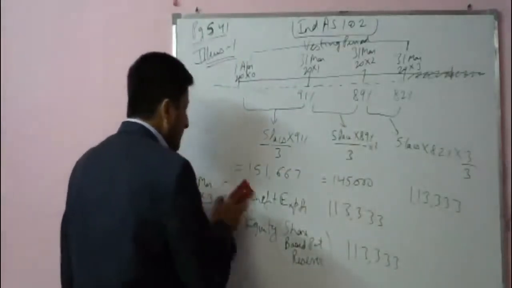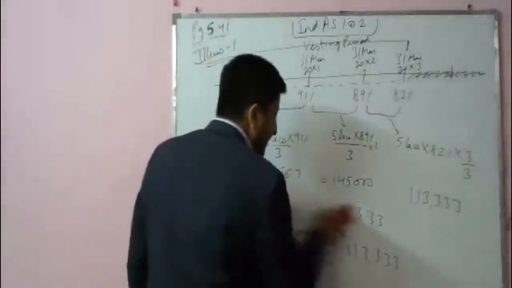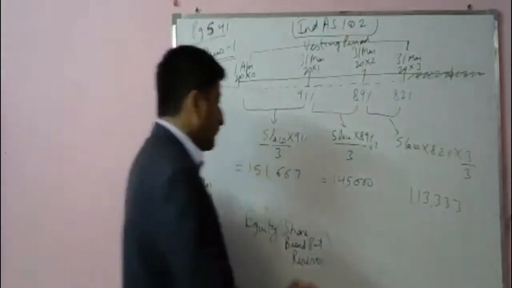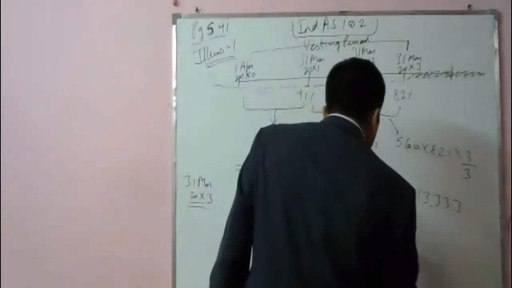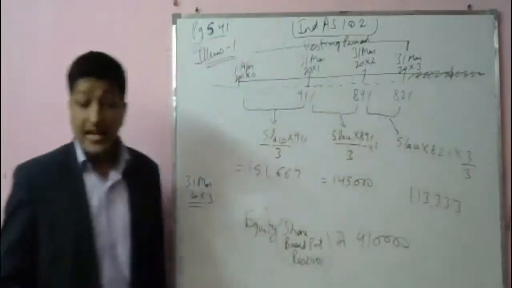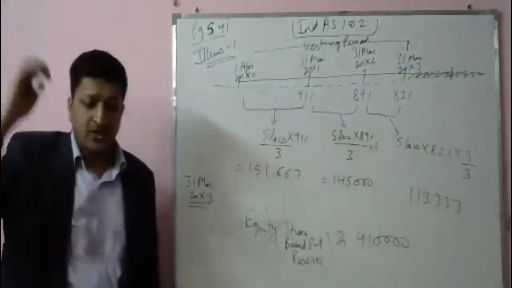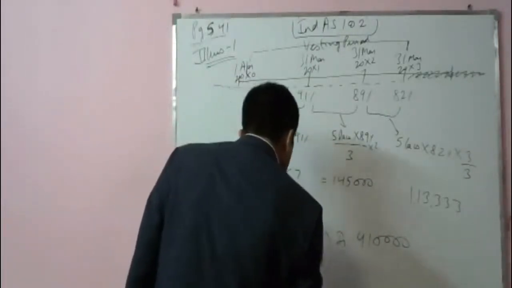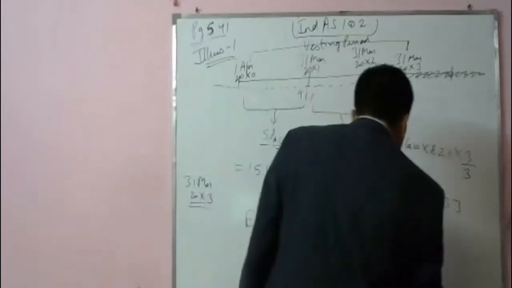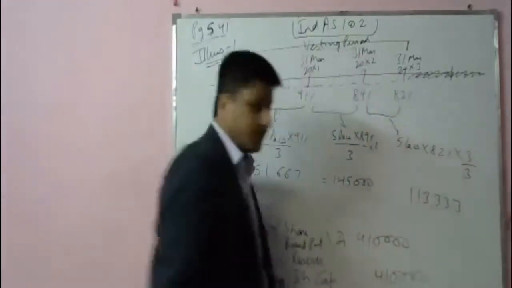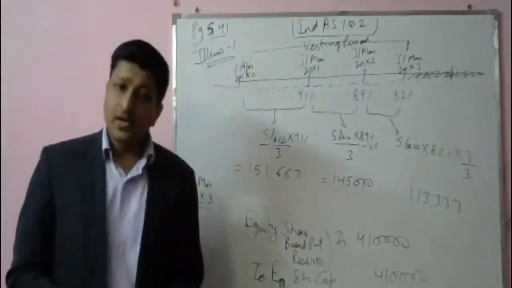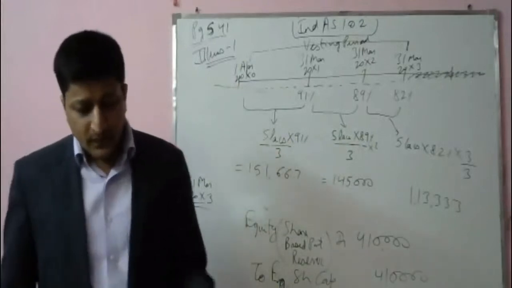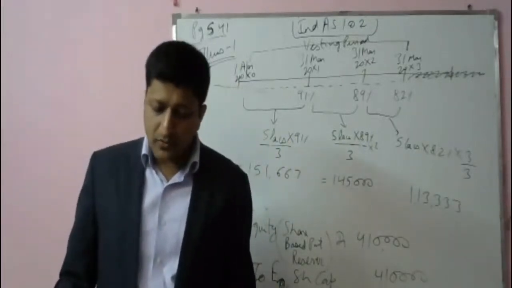So what will the company be required to do? This equity which the company has accumulated over a period of 3 years will have to be debited, 4,10,000, against which company will issue equity shares. Equity share capital 4,10,000. Correct? Clear on this? Easy to understand. Can you see how easy it was in terms of the accounting entries?